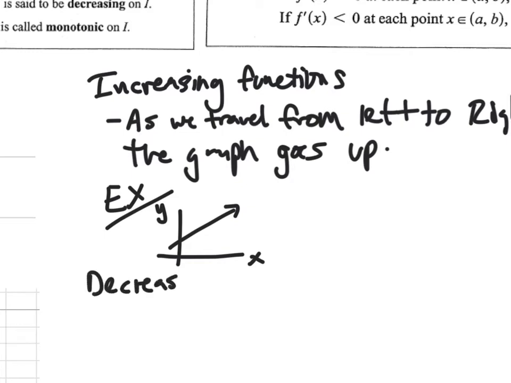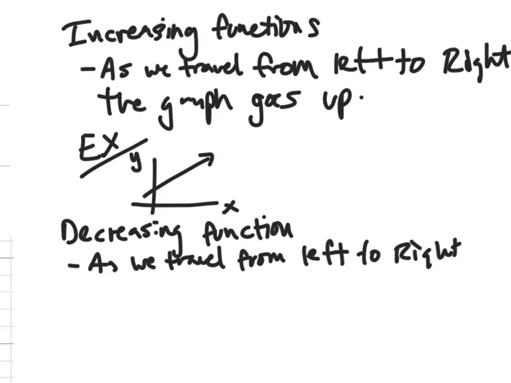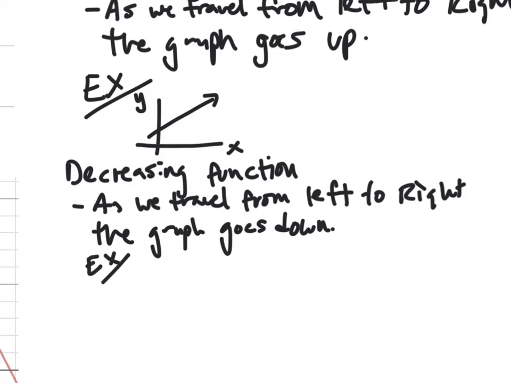A decreasing function is, as we travel from left to right, the graph goes down, okay. And so if I draw a little example of that, it's just going to look like this. Here's my x-axis, here's my y-axis, and the graph goes down like that, okay?